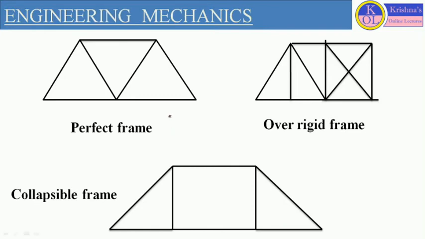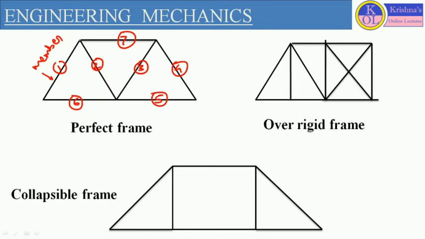Now, if we see this perfect frame structure, you can see the number of members. These straight lines are known as the members. So how many members are we having here? 1, 2, 3, 4, 5, 6 and 7. So here we have 7 members or bars.